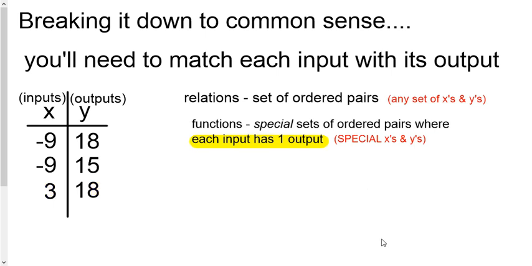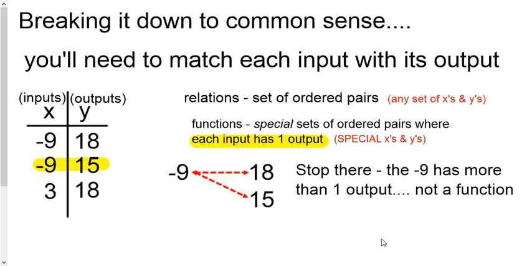And then let's go through one more. What about this one right here? -9 gets us an output of 18. Hey, -9 happened again this time, and it's got a different output. So as a result, we'd say that this is not a function, just a relation.